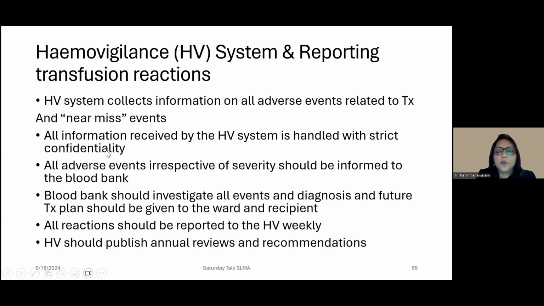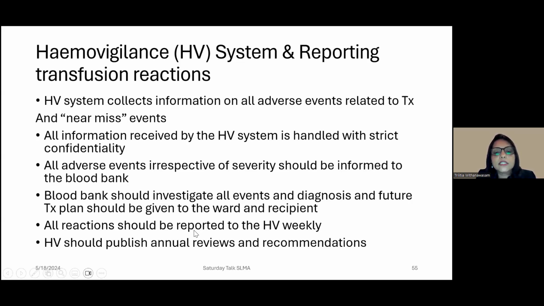Don't be scared of reporting to the hemovigilance system, because it is for service improvement. Then we can help you with what is the correct practice. All information received by this system is handled with strict confidentiality. Your name, your signature, everything will be confidentially handled. And all adverse events you have to report. Irrespective of the severity, they should be informed to the blood bank. And the blood bank should investigate all events, and the diagnosis and future management plan should be given to the ward as well as to the recipient.